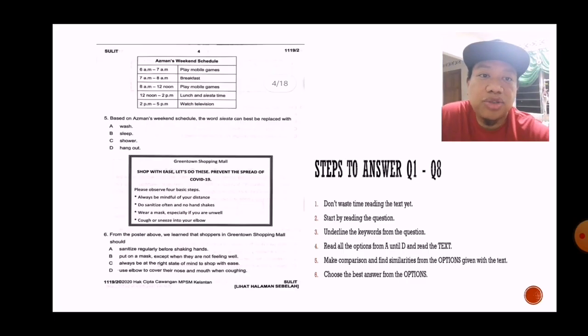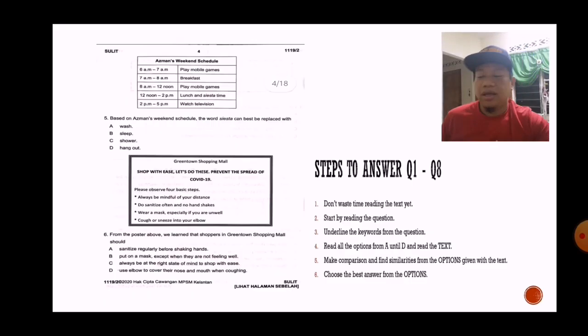So next, let us try to understand the text. Only then we read the text. Okay. Wait, I'm thirsty by the way. Wait, let me drink first again.